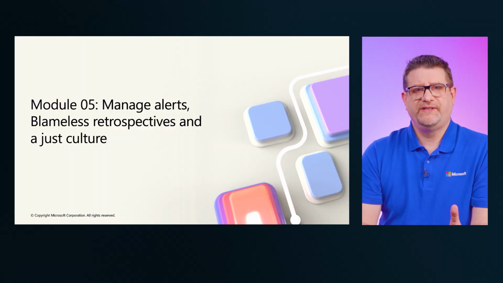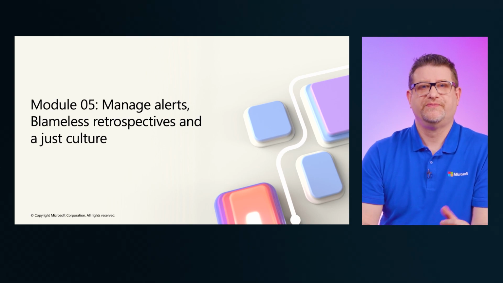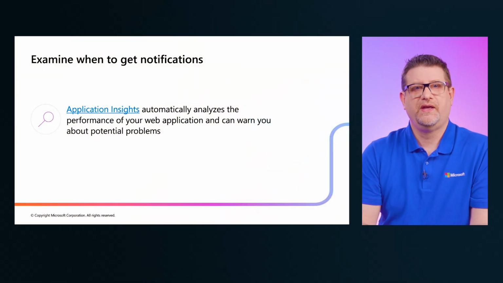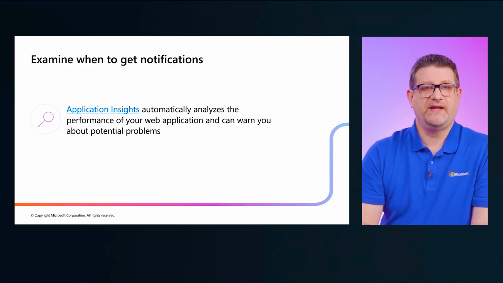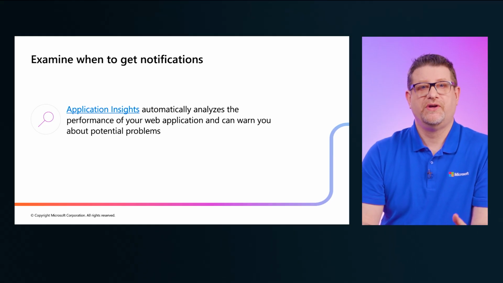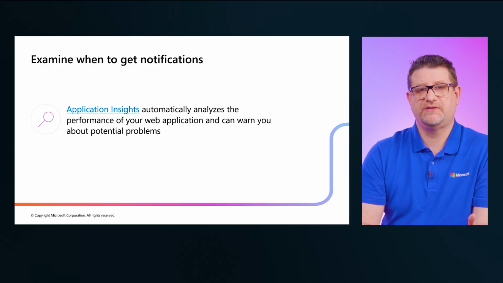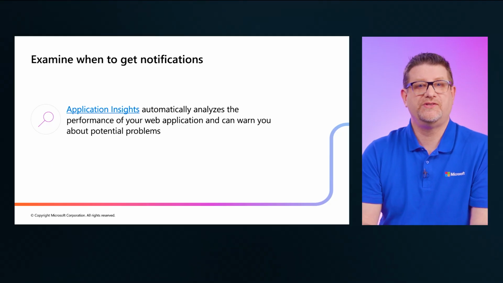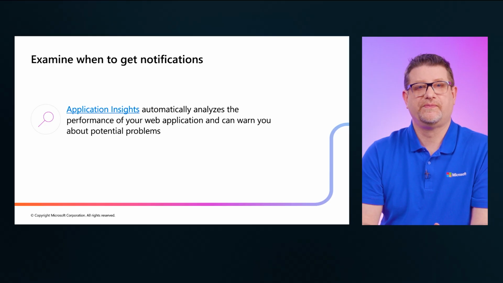We have it all put together and are getting alerts, but are they actionable or are they just noise? Let's find out. Application Insights is a feature of Azure Monitor that's designed to automatically analyze the performance of our web applications and alert us to potential problems, often before our users even notice anything is wrong. This proactive approach means we're not just reacting to issues after they occur. Instead, it empowers us to address anomalies and performance dips as soon as they're detected, minimizing downtime and improving reliability.